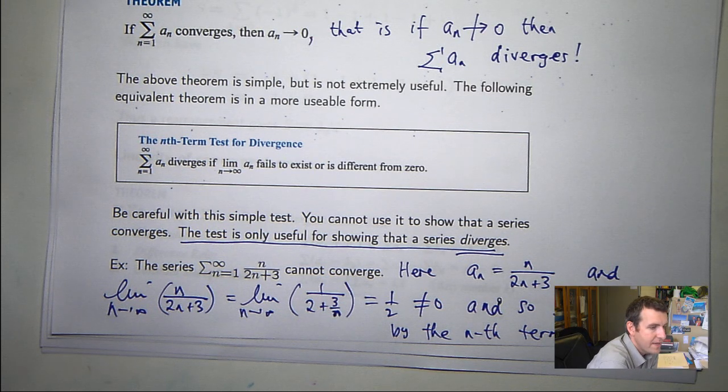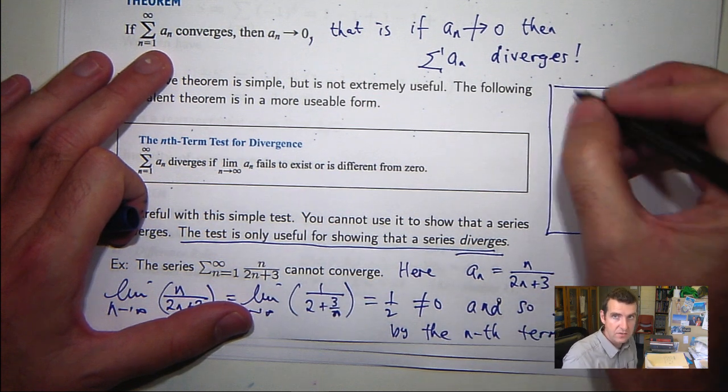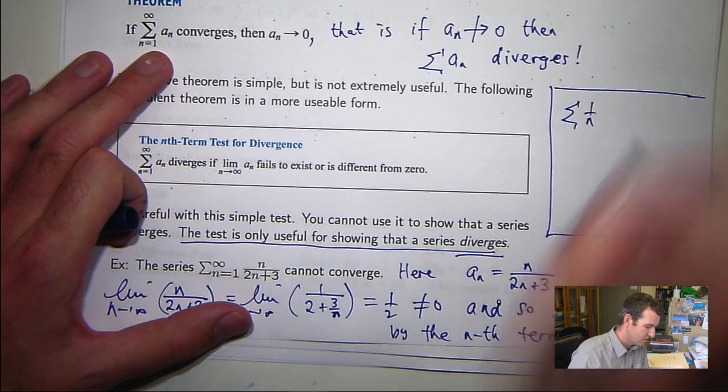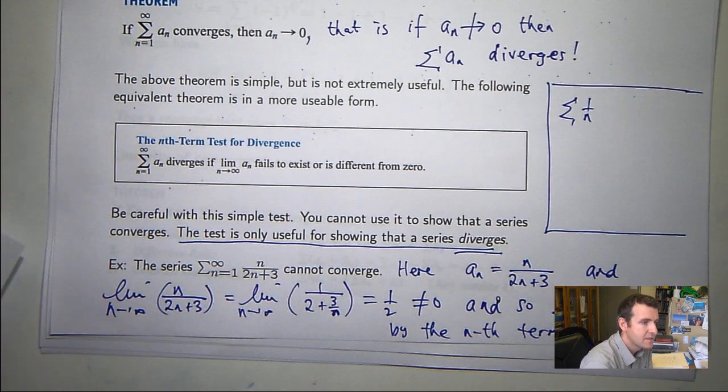Okay, so what about a series where you can't apply the nth term test? The nth term test can't be applied to every series, because you cannot use the nth term test to show a series converges. So let's just build a simple series, say sigma 1 on n.